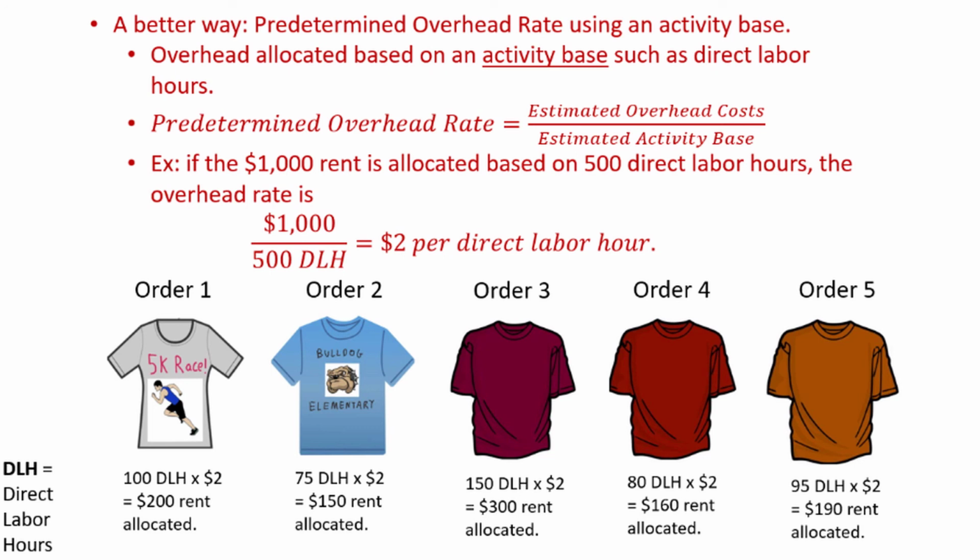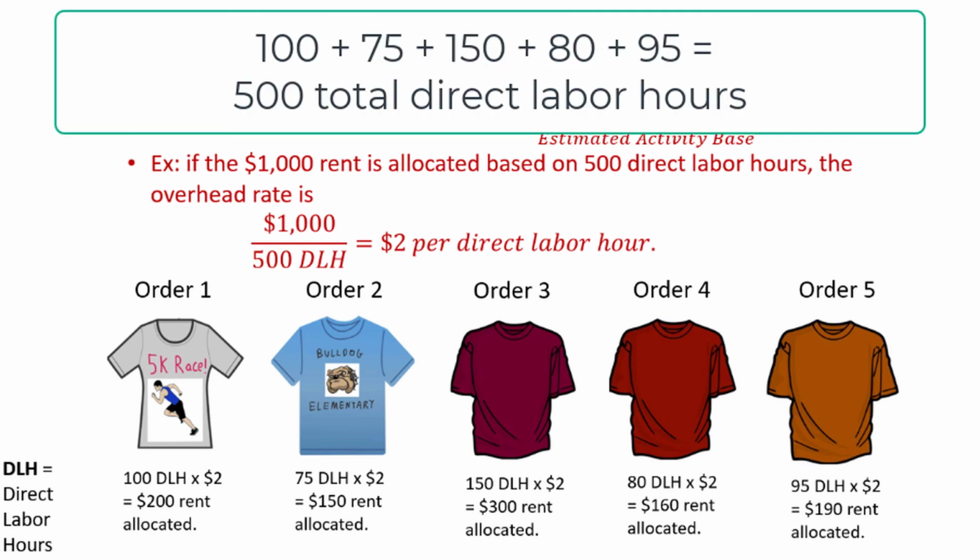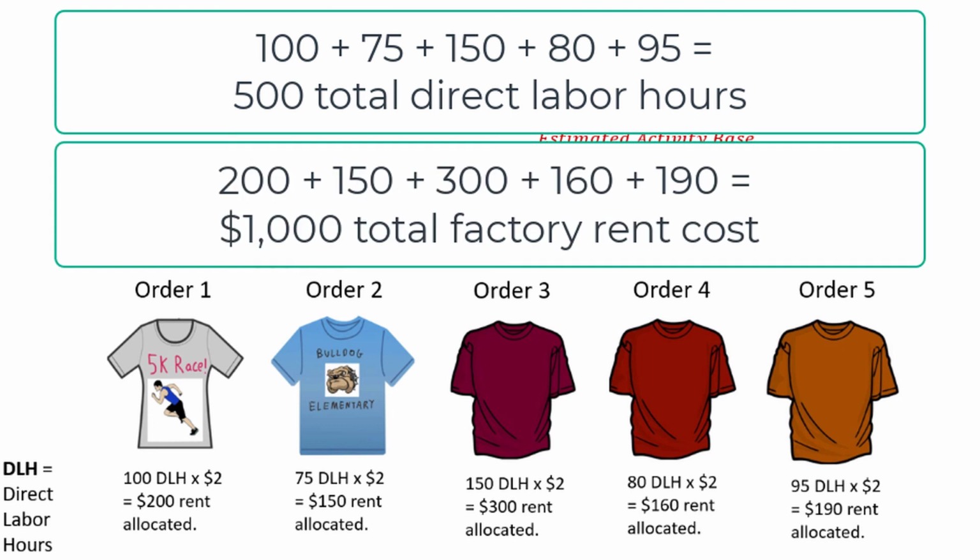Note that if we add up the direct labor hours for each order, 100 plus 75 plus 150, etc., we get our direct labor hour total of 500. And if we add up all the rent allocation of each order, we get the rent total of $1,000. Note that as we use estimated overhead in our calculations, most of the time the allocated overhead won't be exactly the same as the actual overhead. We will explore how to deal with this situation in the next video.